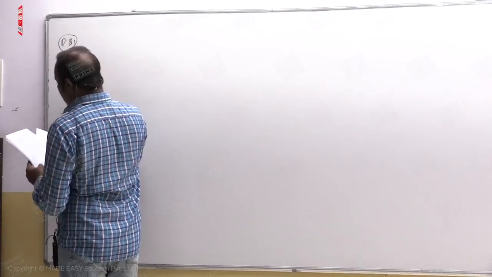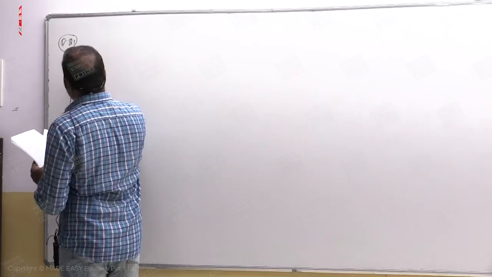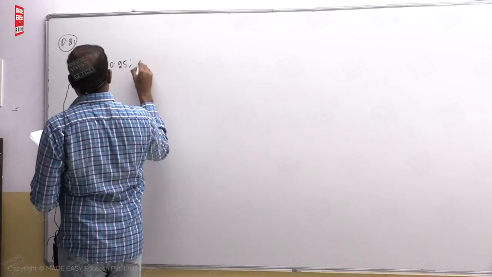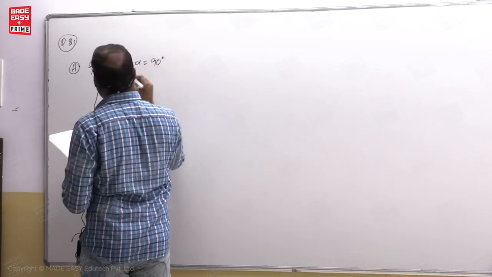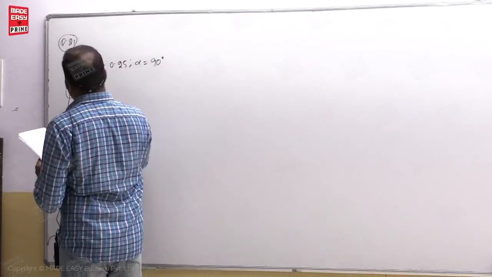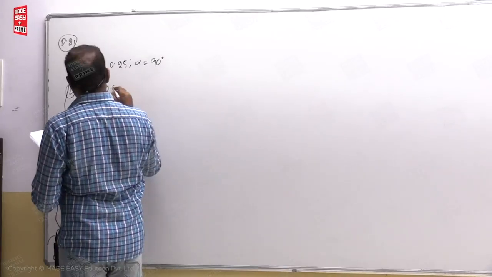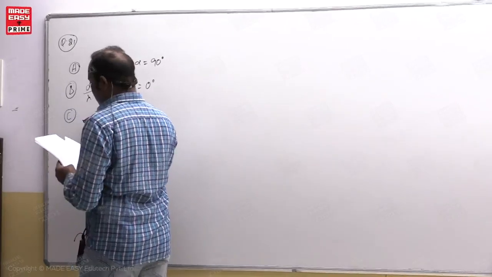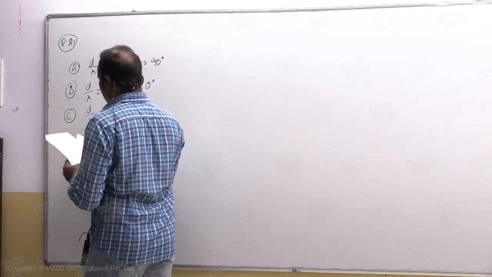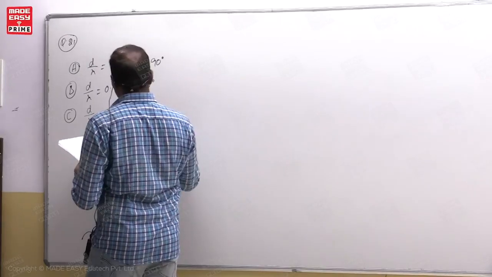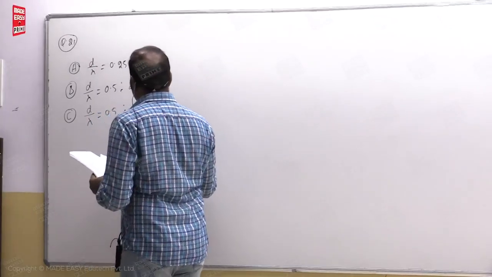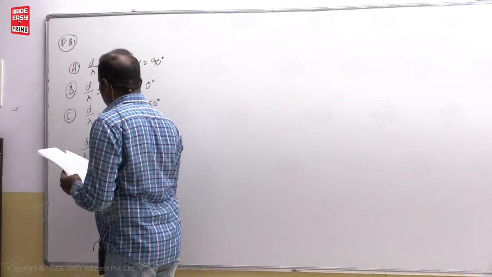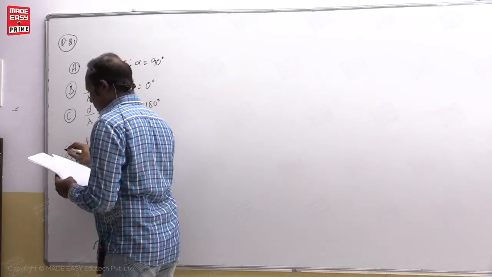In option A, d by lambda value 0.25 and alpha value 90 are given. In option B, d by lambda is equal to 0.5, alpha value 0 is given. In option C, d by lambda value 0.5, alpha value 180 is given. And d by lambda is equal to 1 is given in option D.